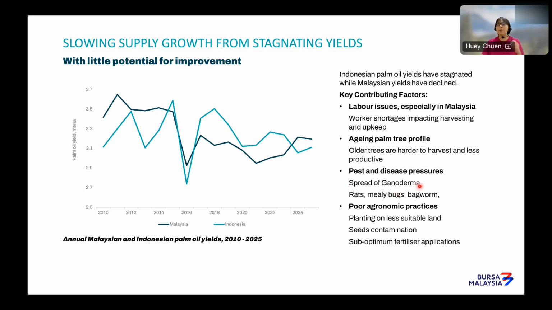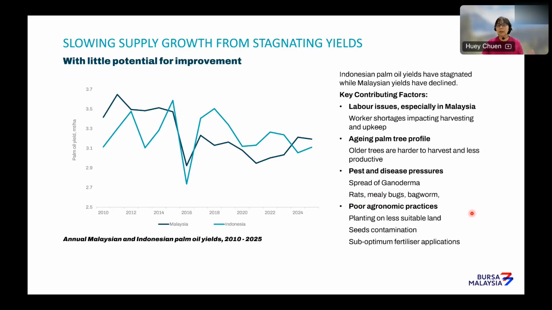However, this Ganoderma had a very high spreading rate during the COVID time, when there was a shortage of workers and a lack of site visits due to the limitation of traveling for a lot of the estate managers. They were not able to travel from estate to estate. So during that time we saw a lot of spreading, and that's one of the reasons causing the yield drop in Malaysia as well. And the rest, we have the pests, like the rats, the mealybugs, the bagworms. These are the common pests that we see at the estate, and this requires a lot of ground checks to prevent them from spreading.